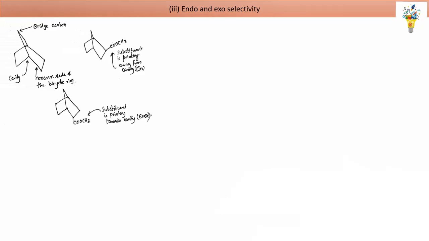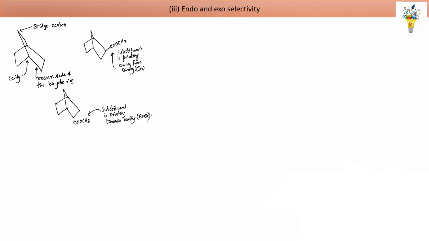The next part is endo-exo selectivity. So endo and exo selectivity. Which one is endo and which one is exo? So the concept: it is a bicyclic compound. So there is a bridge carbon, and there is a cavity. So it is the concave side of the bicyclic ring.